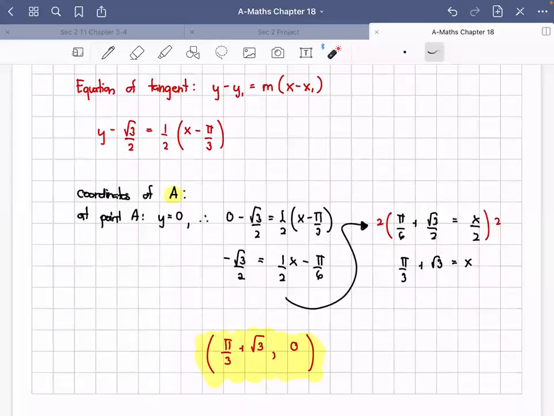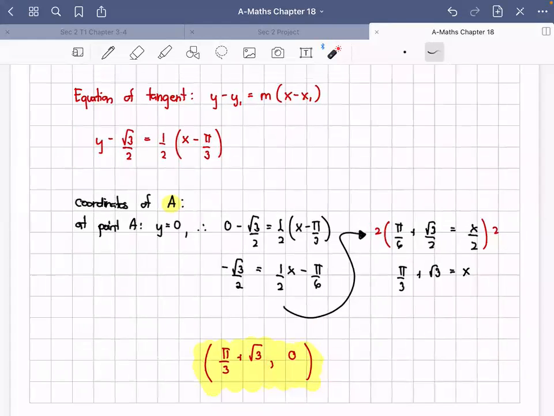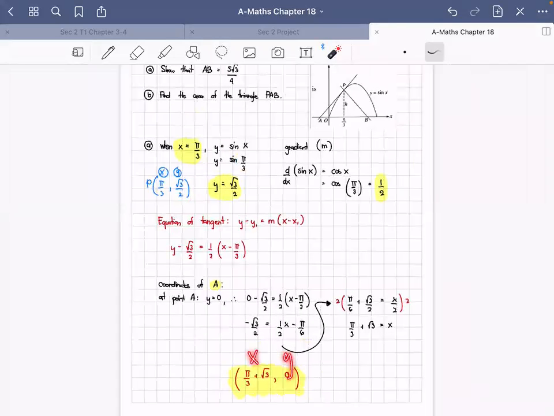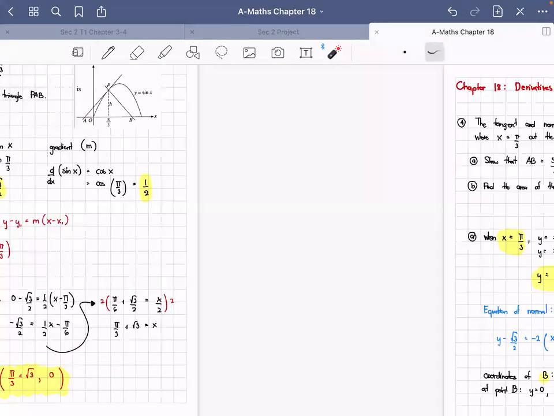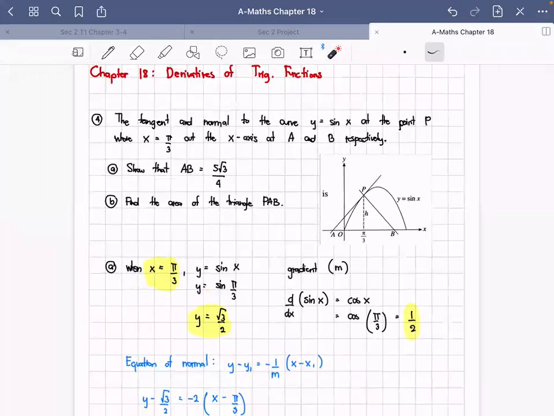That's your x value. So the coordinates of your point A is pi over 3 plus root 3 and then comma 0. So class, this is your x and then this is your y. This is just for point A. Okay. Take note, this is the tangent of the line. All right, so for our next one, we're done with tangent. So let's go to the normal of the curve.